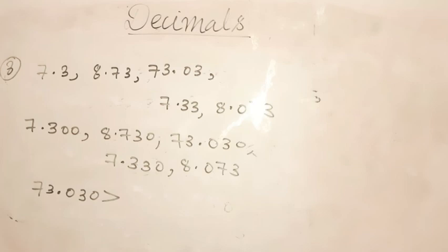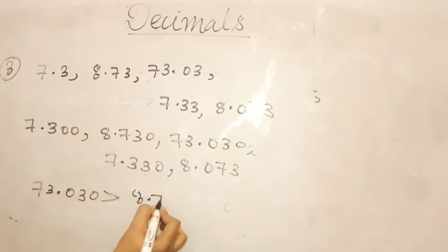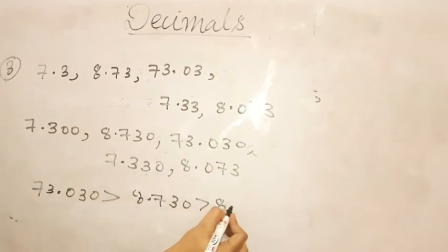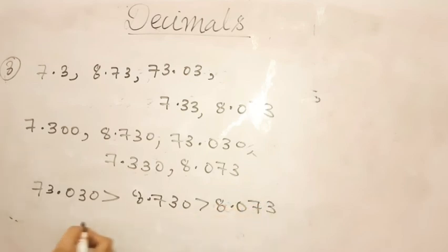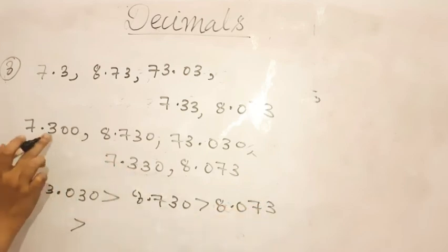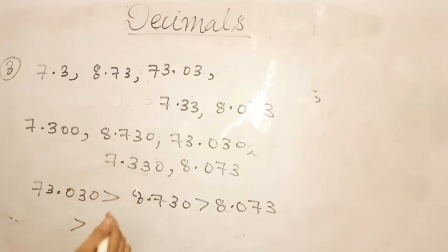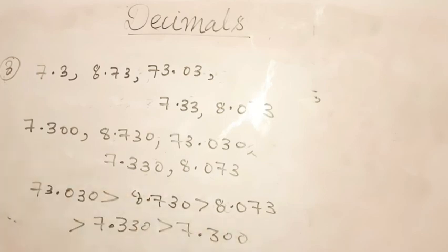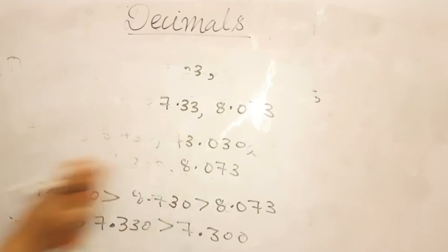After 73, which number is greatest over here? 8 is greatest. So 8.730 and then 8.073. Then after that we have to go for 7. So this is 7.300 and this is 7.330. So 7.330 first, at the last 7.300 will come. I hope you have understood how I have done this question, students. Moving on to the last option of this exercise and this question also.